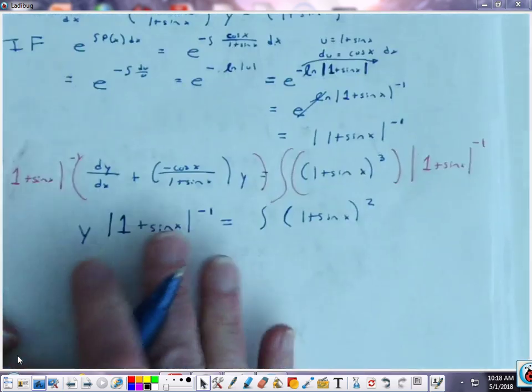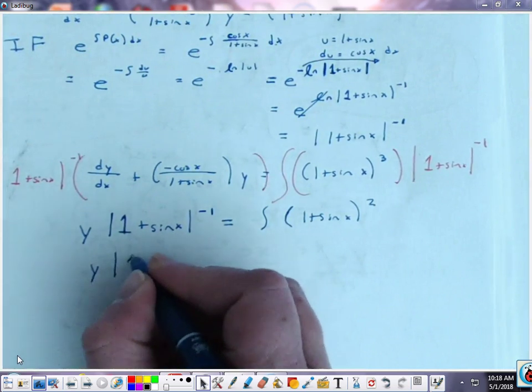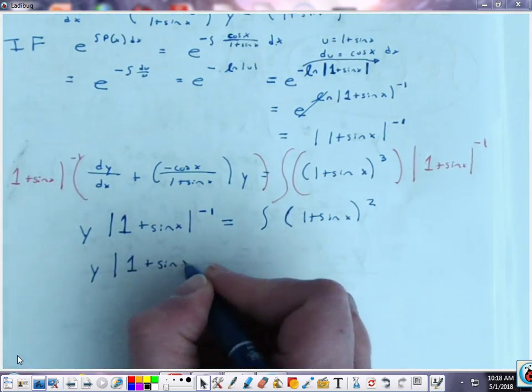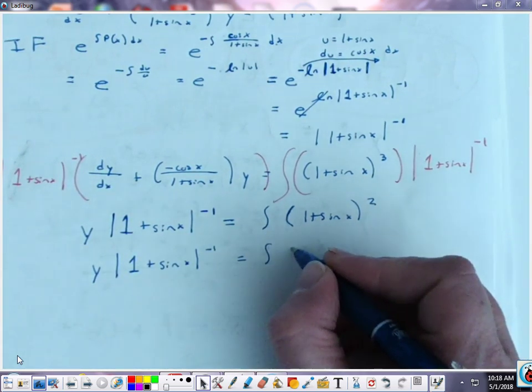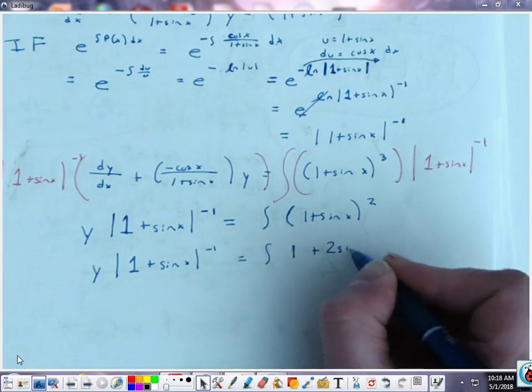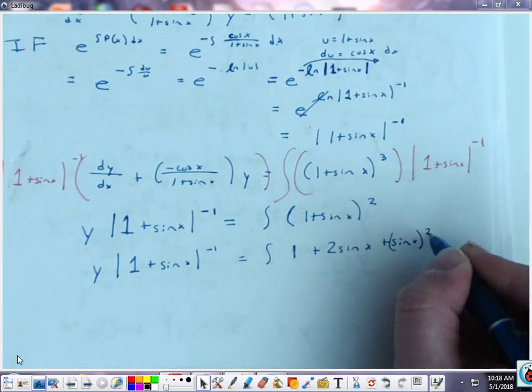Okay, so I don't have to worry about the left side anymore. What I have to worry about is the right side. Okay, and so what I'm going to do is FOIL this out. So when I do, what will I get? Yes. And I'm just going to write that like that.